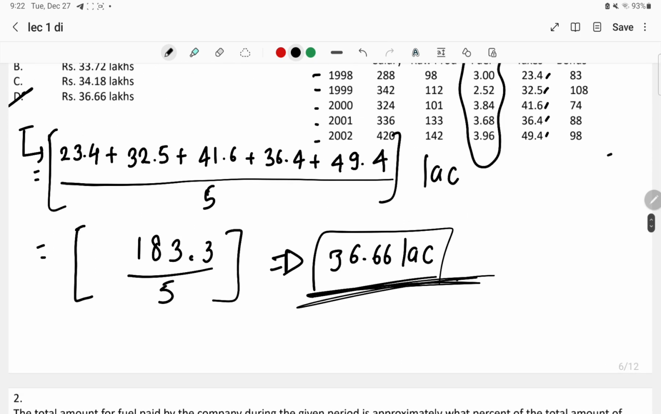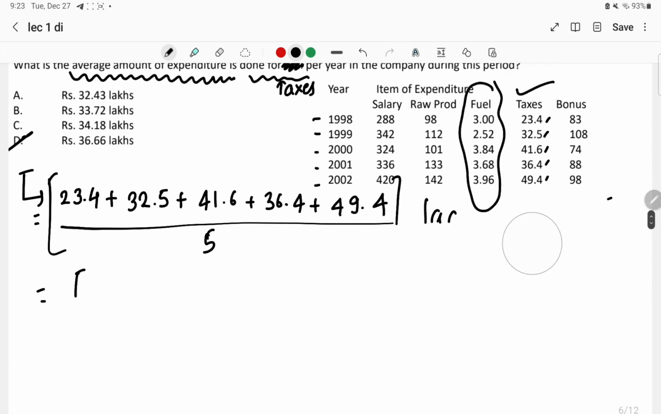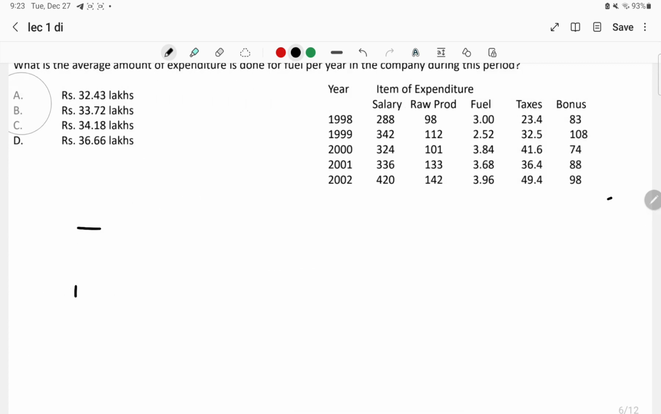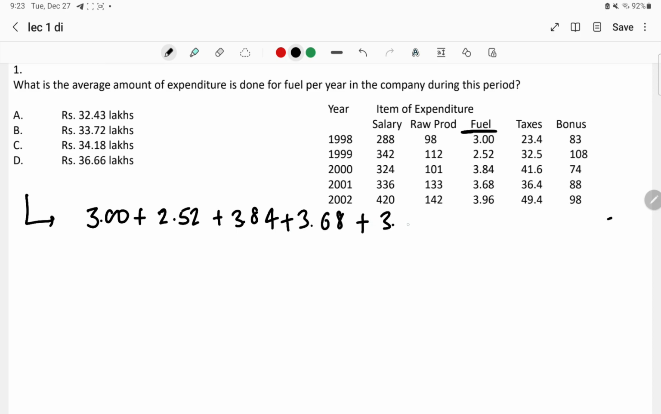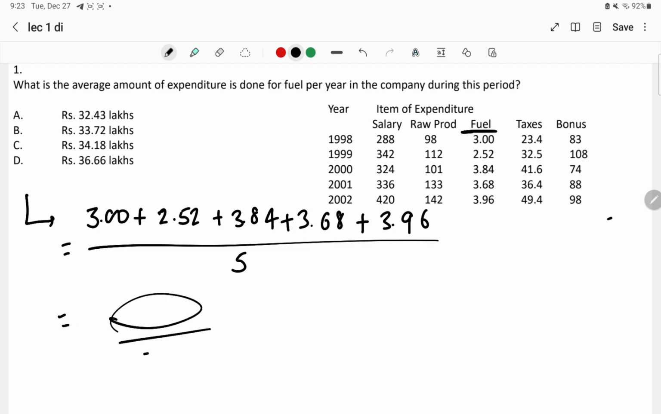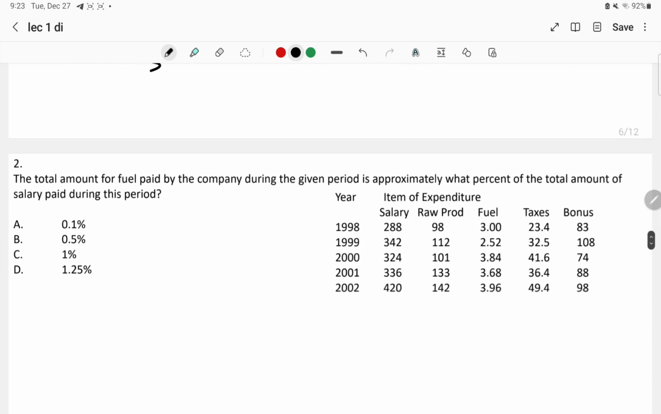Now for fuel, if we had to calculate, the same question is there, no difference, only the data has been changed to fuel now. So what you will do: 2.52 lakh plus 3.84 lakh plus 3.68 lakh plus 3.96 lakh upon 5. Calculate the summation divided by 5. Whatever the answer comes is the average amount of expenditure done by the company for fuel per year. Okay, this is the question.